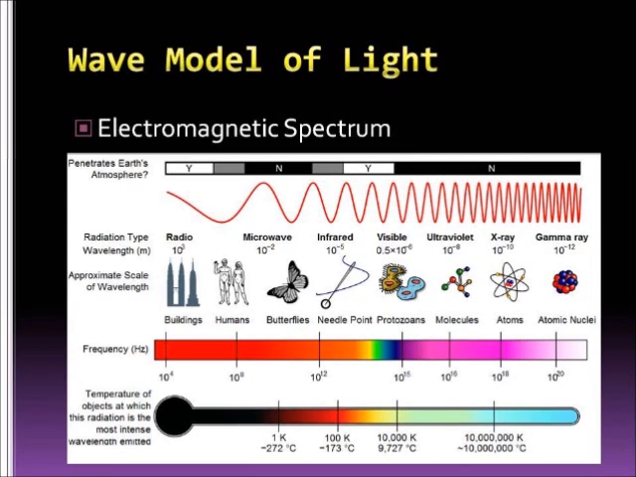Now, interesting, just as an aside, down at the bottom is a temperature scale. The temperature scale shows the temperature of stellar objects, of space objects that emit at that frequency. So the higher the frequency, the shorter the wavelength, the higher the temperature.